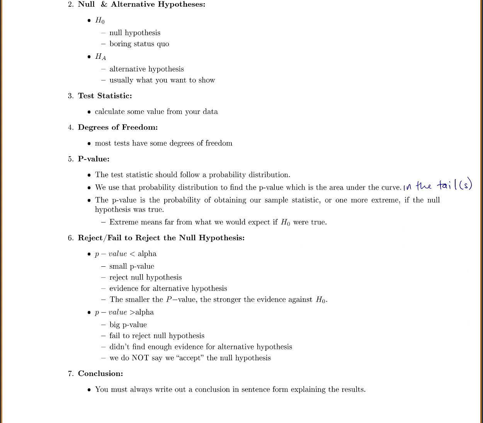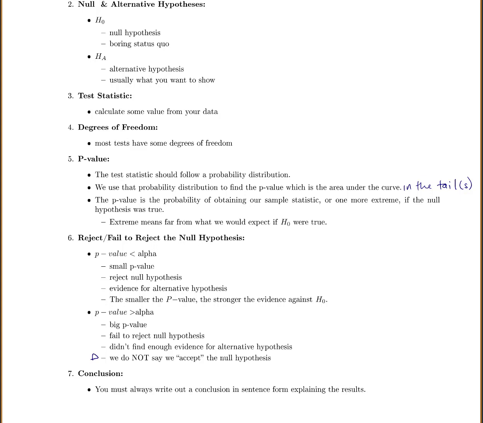So if your p-value is small, if it's less than alpha, we call that a small p-value, we reject the null, that means we have evidence for the alternative, and the smaller the p-value, the stronger the evidence we have against the null hypothesis. Whereas if your p-value is bigger than alpha, that means you have a big p-value, fail to reject the null hypothesis, and that means we didn't find enough evidence for the alternative.